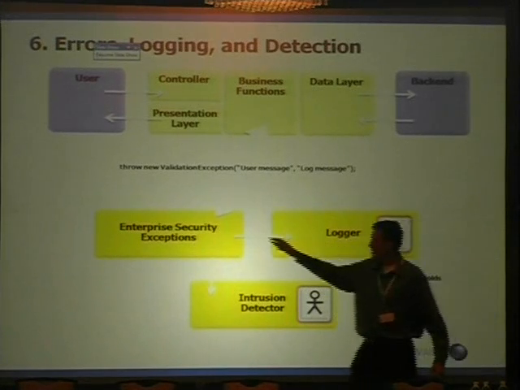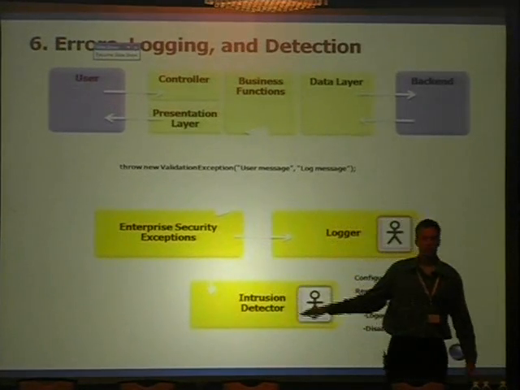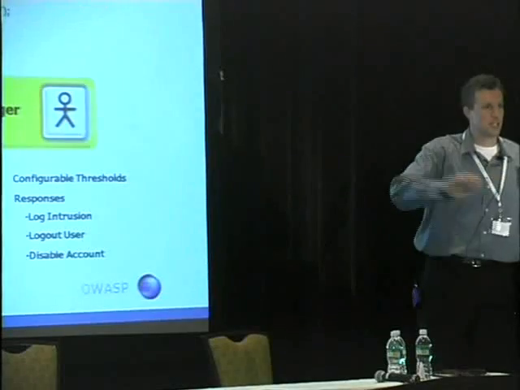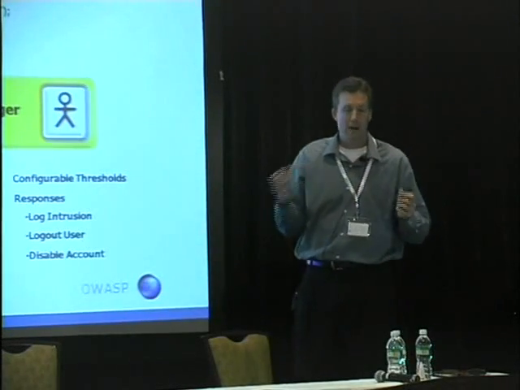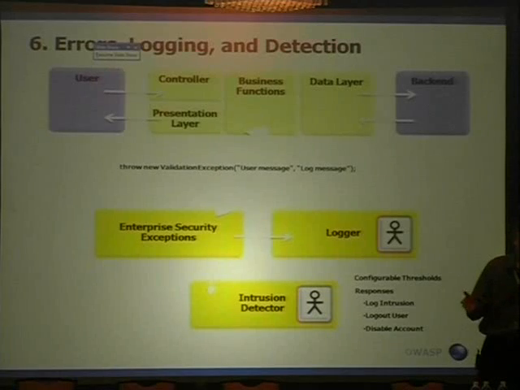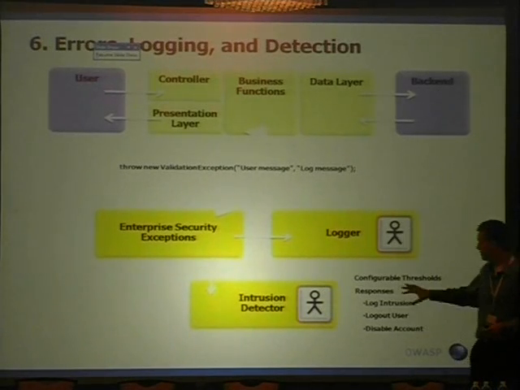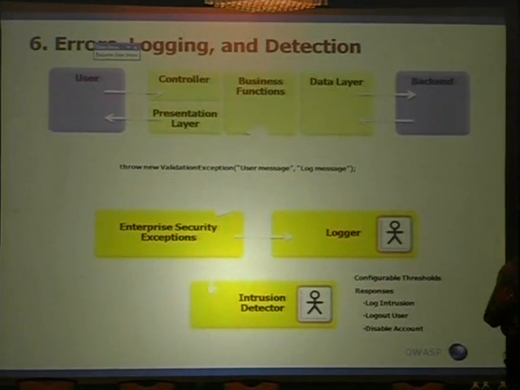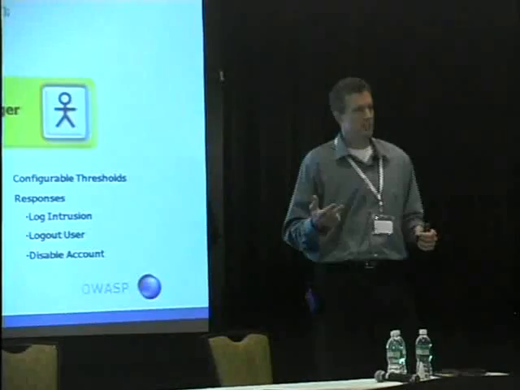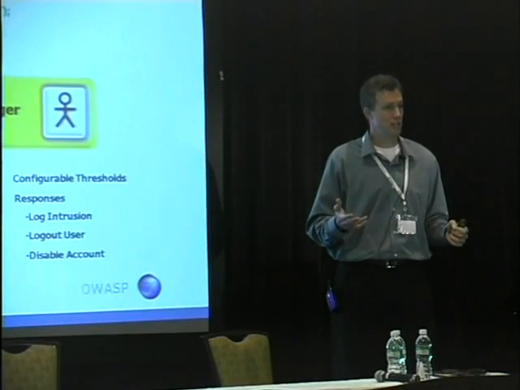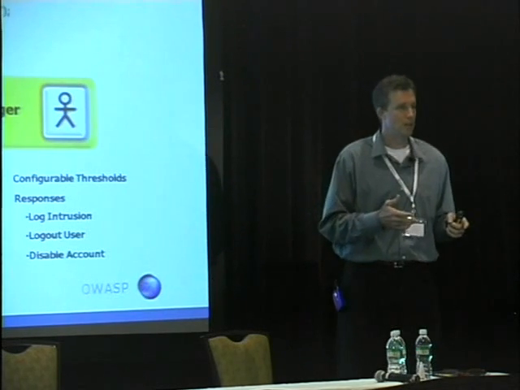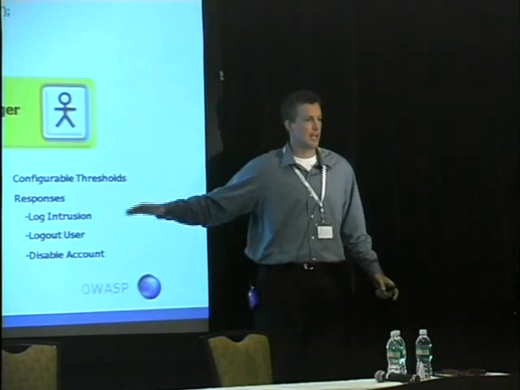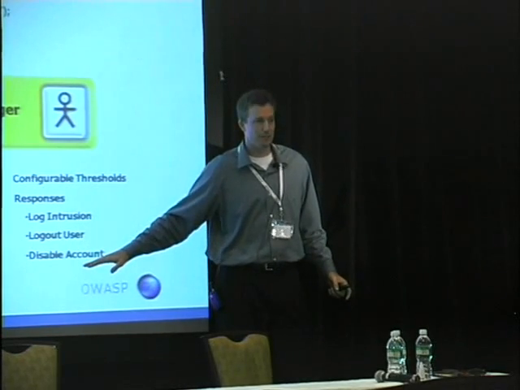The other thing that we do with these exceptions is we send them to an intrusion detector. So now the idea here is very simple. We're feeding a stream of events into this intrusion detector and allowing it to figure out if any of those events represent an attack. The implementation that we have now is very naive. All it does is allow you to set thresholds on different types of exceptions. So you might set a policy like, if I get more than 20 input validation exceptions in a 3-second period, maybe someone's attacking me. Then I can take some kind of response. I can log it, I can log the user out, or I can disable their account.